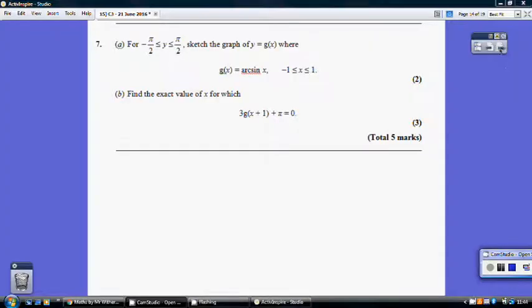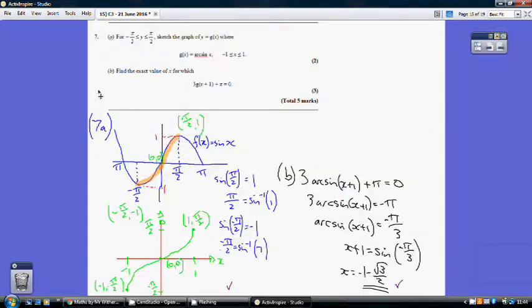Question 7. So for part A, let's just start off by thinking about our normal sin graph. If we think about it between pi over 2 and minus pi over 2, when x is pi over 2, our y value is 1. When x is 0, y is 0. And when x is minus pi over 2, our y is minus 1.